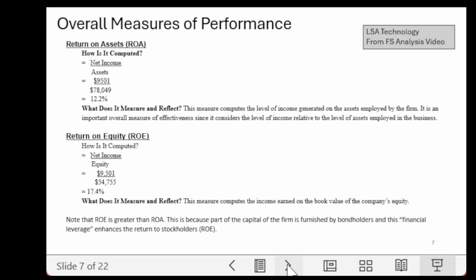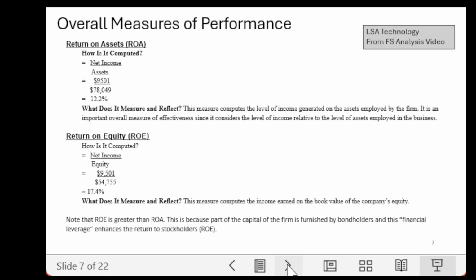This ROA is simply net income divided by assets. So it measures the level of income generated on the assets employed by the firm. It is a good overall measure of effectiveness since it considers the level of income relative to the level of assets employed in the business.